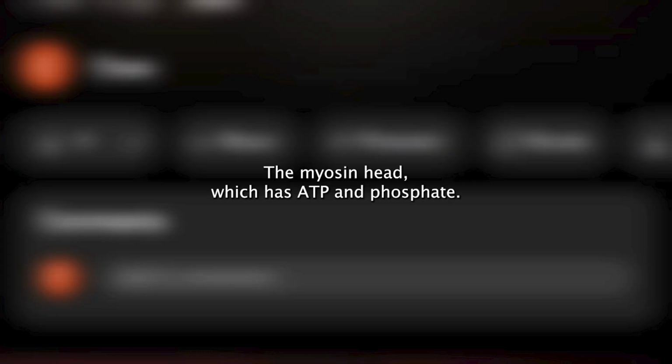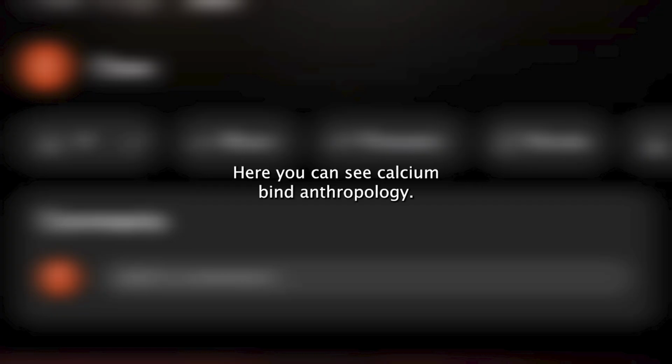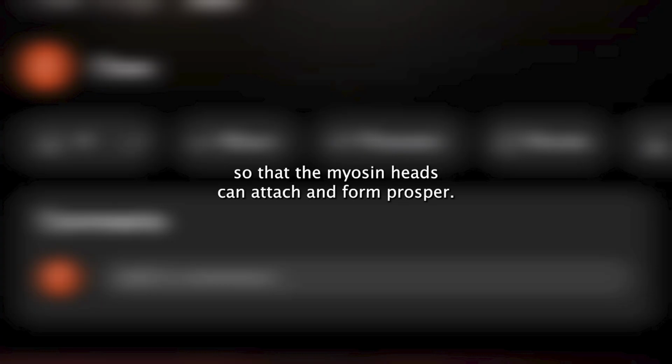So here is tropomyosin, troponin, the myosin head, which has ADP and phosphate. Here's calcium. Here's the little hinge that I was talking about. When calcium binds to the troponin, here you can see calcium binding troponin, it opens up the binding sites on the actin so that the myosin heads can attach and form a cross bridge.